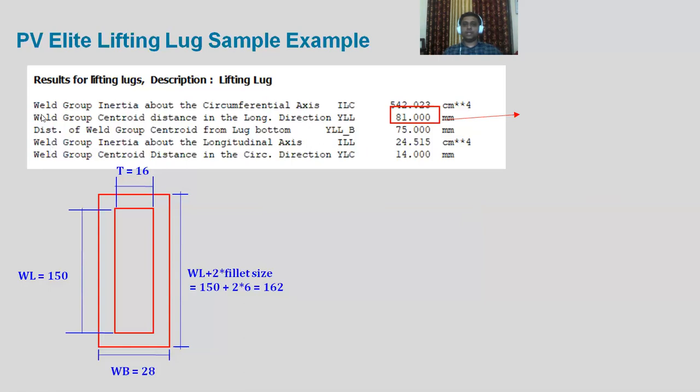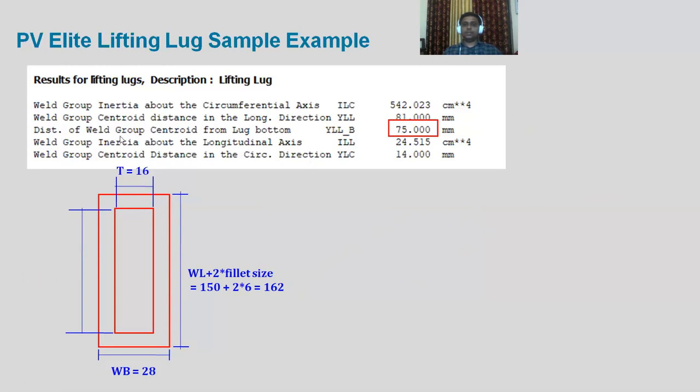Now let's understand the weld group centroidal distance in the longitudinal direction. It is 162 by 2. So how much is it? It is 81. That's the value they have used over here.